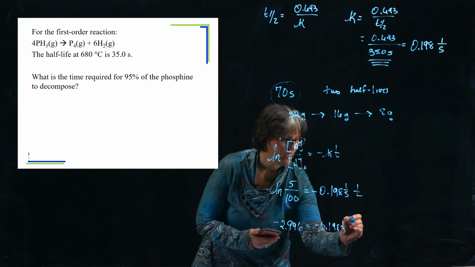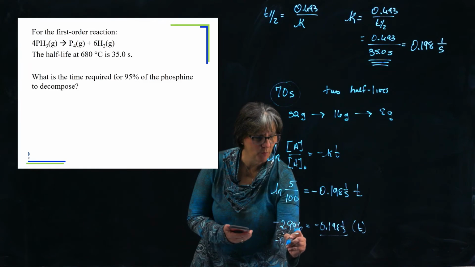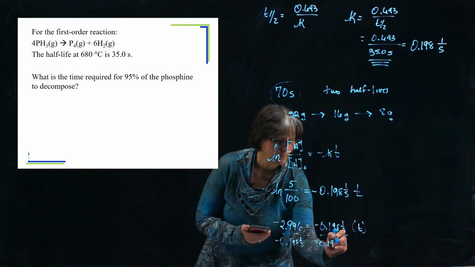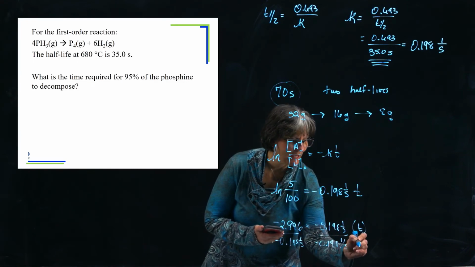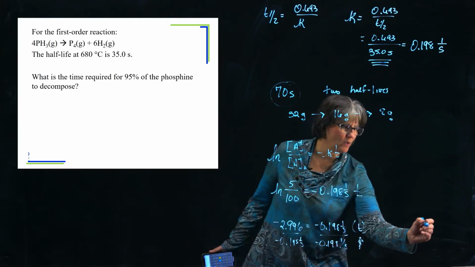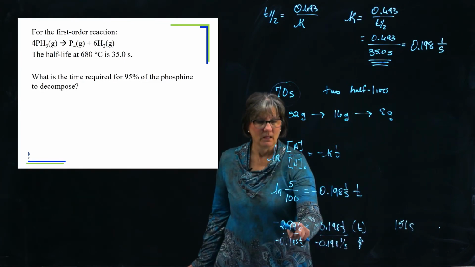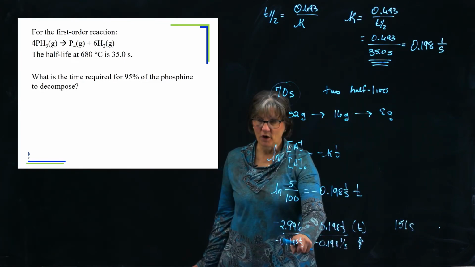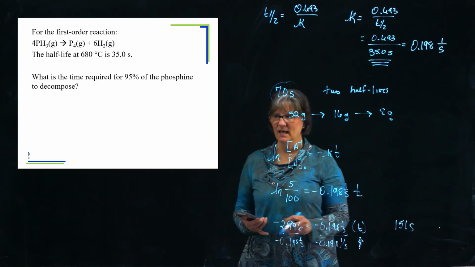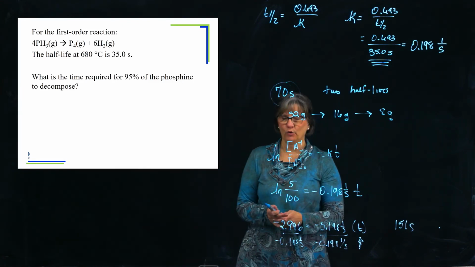This has no units, times time. Okay? So then I can divide both sides by the negative 0.198 1/seconds. And that will give me the time. And the time ends up being 151 seconds. Okay? Now, how do I know it's seconds? Well, it is 1 over 1/seconds. We're dividing by a fraction, which is the same as multiplying by the reciprocal. That gets the seconds up there on top. So that is how you do an integrated rate law.